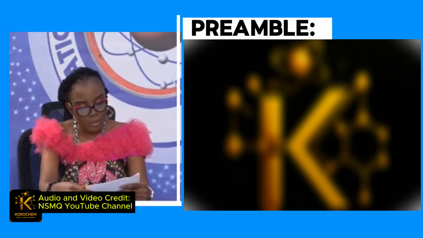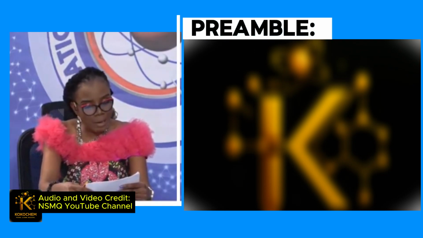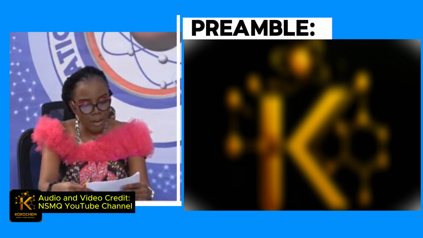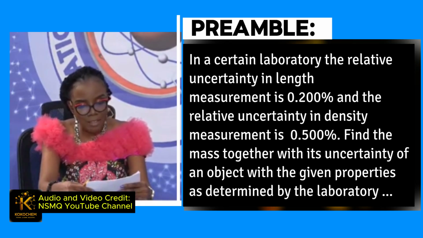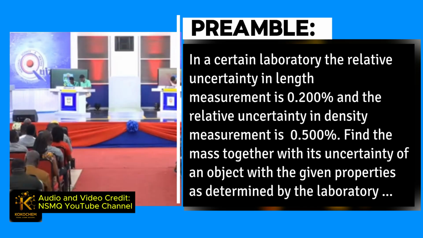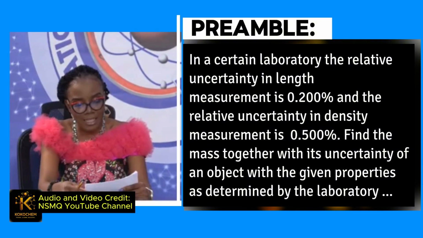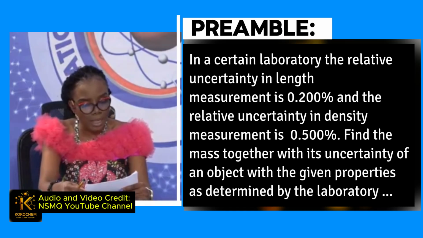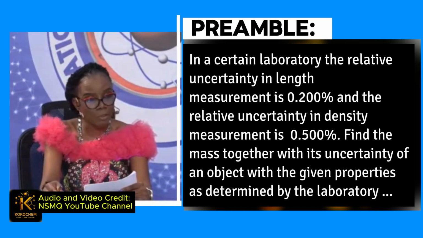In a certain laboratory, the relative uncertainty in length measurements is 0.200%, and the relative uncertainty in density measurements is 0.500%. Find the mass together with its uncertainty of an object with the given properties as determined by the laboratory.